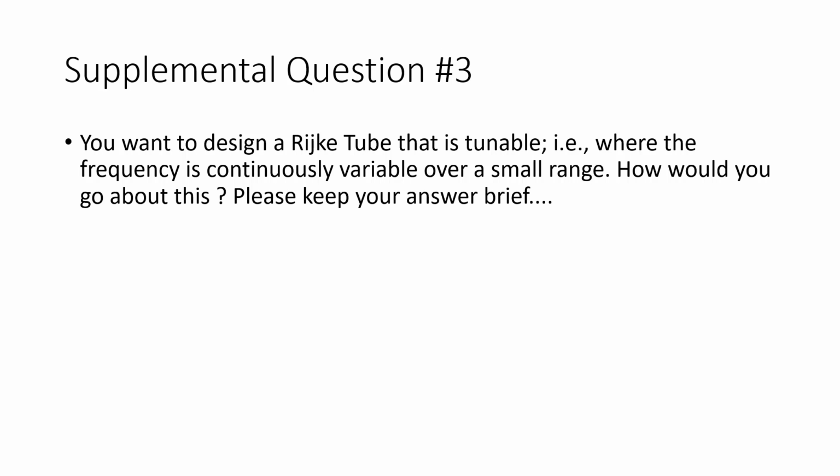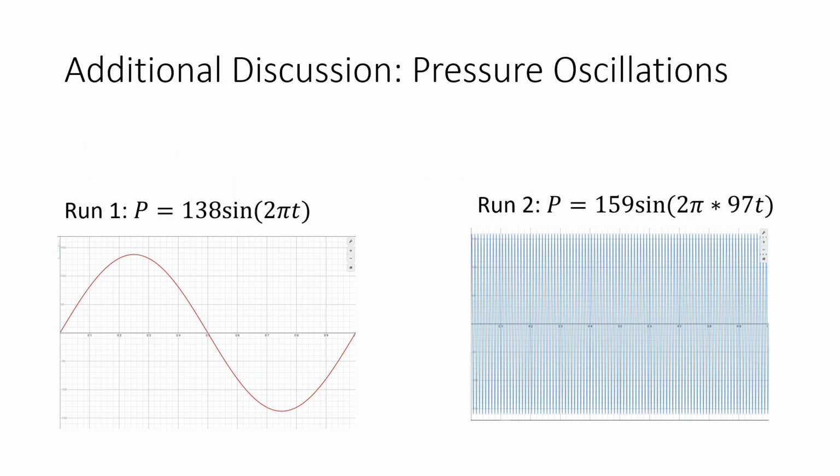This question asks how we can change the resonant frequency of the Rijke tube, and the only way we can do that is to either change the gas, change the temperature, or change the length. We don't have much control over the gas, so we can only change the ambient temperature or the length of the Rijke tube. I wanted to take a minute to discuss the pressure oscillations within the Rijke tube.